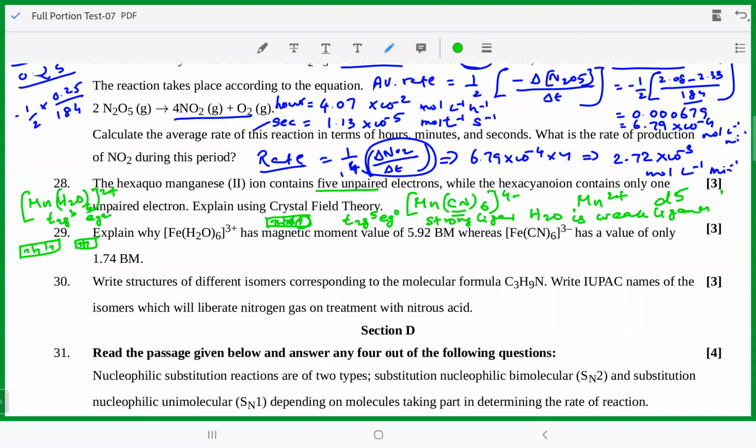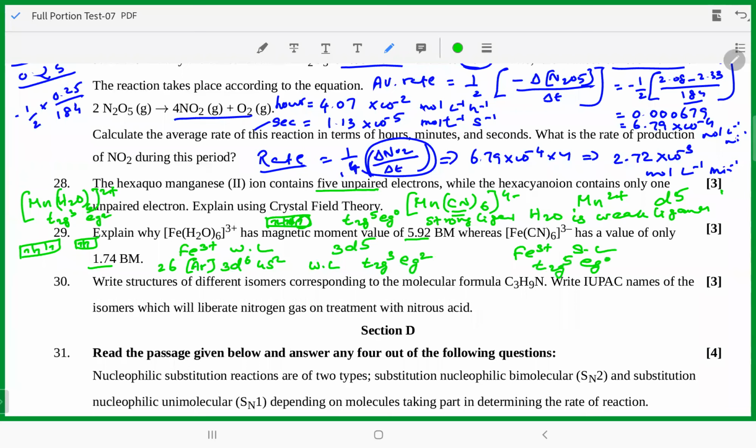Explain why the hexaaqua Fe3+ has a magnetic moment of 5.92, and the hexacyano Fe3+ has a lower value. This is Fe3+ with a weak ligand, and this is Fe3+ with a strong ligand. What is the Fe3+ configuration? The atomic number is 26: argon 18, 3d6 4s2. When 3+, it becomes 3d5. With water, a weak ligand, it becomes t2g3 eg2. Here, t2g5 eg0, so it has only one unpaired electron.